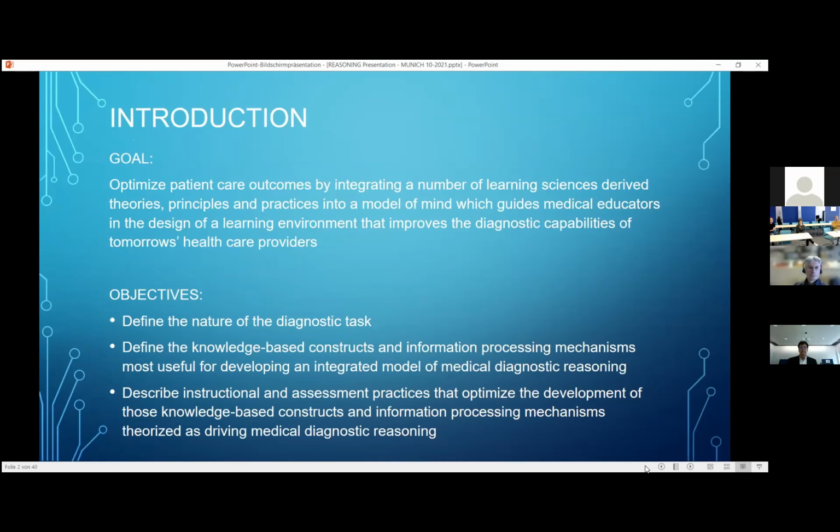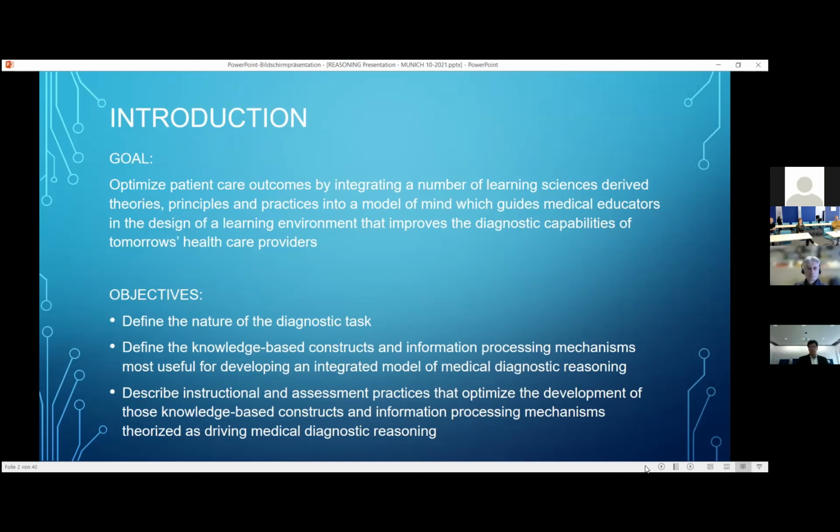So we're going to start with our goals and objectives. The goal of, I think, really the learning sciences is to help medical educators optimize patient care outcomes by integrating what the learning sciences has to say, the theories, principles, and practices, into a model of mind, which could guide educators in the design of a learning environment that improves the diagnostic capabilities of tomorrow's healthcare providers.